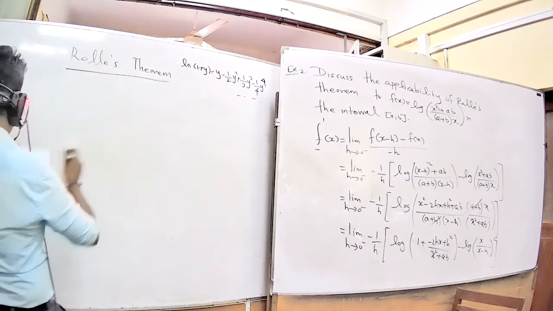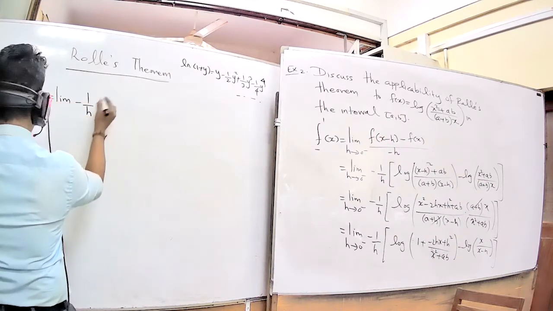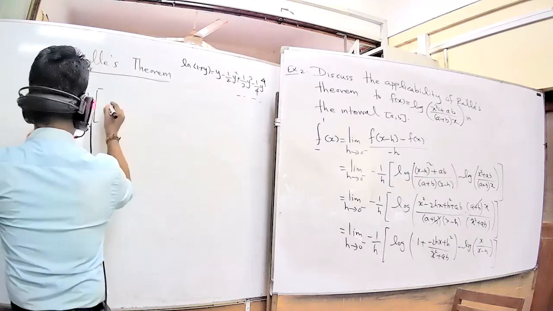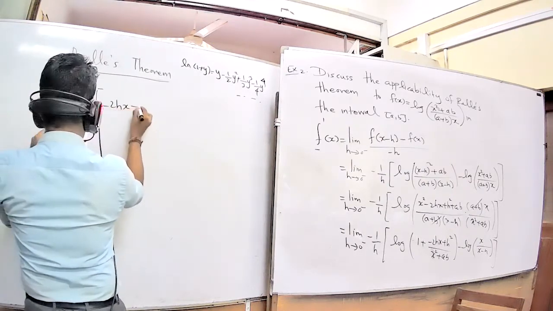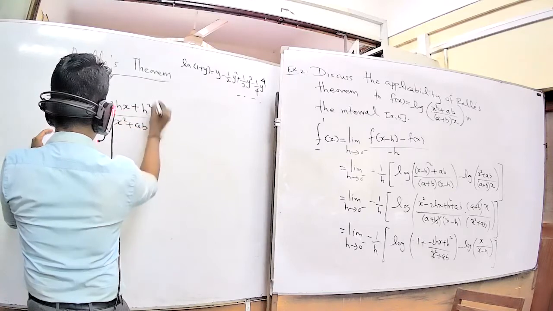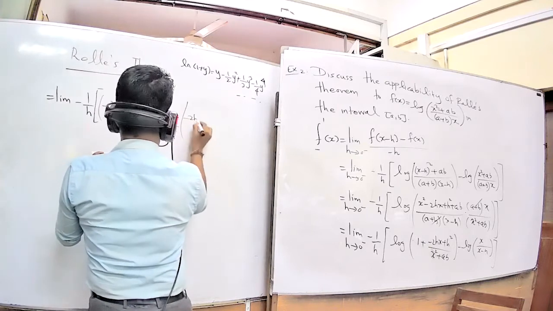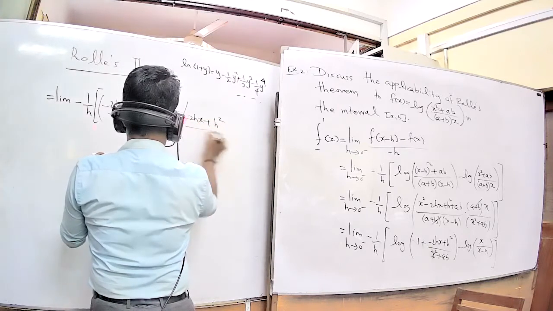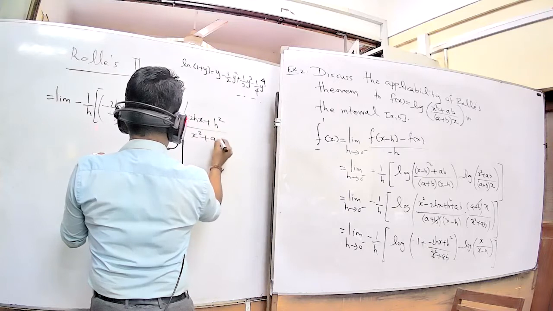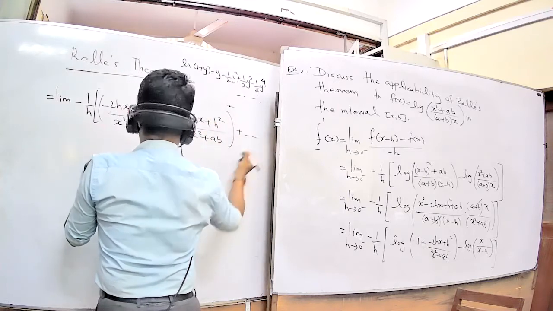If you expand this one: limit of minus 1 over h, minus 2hx plus h squared over x squared plus ab, first term. Second term minus half, minus 2hx plus h squared over x squared plus ab, to the power squared, again plus and so on.